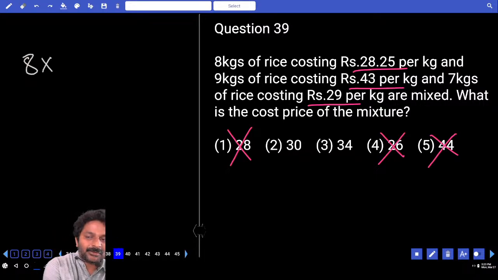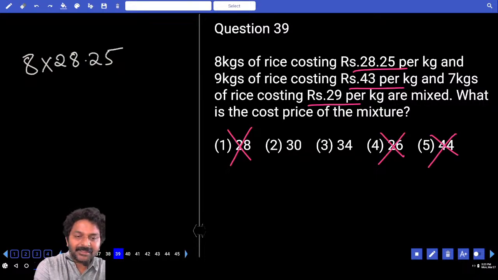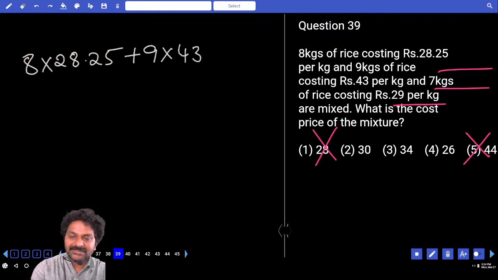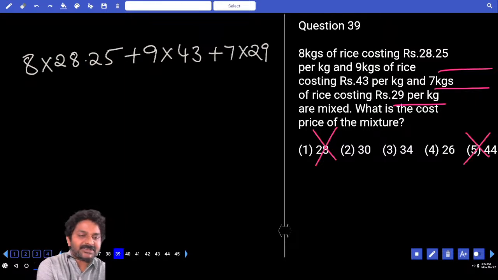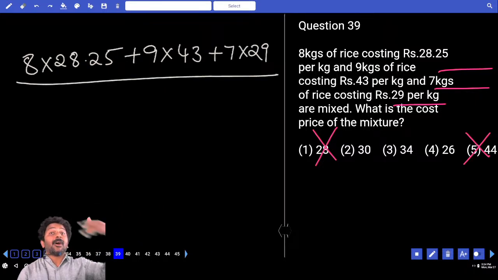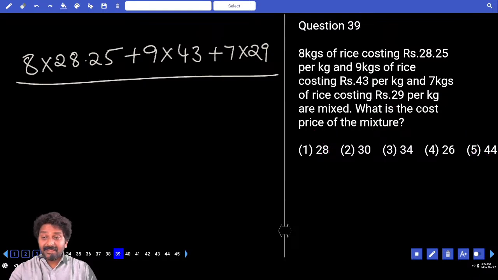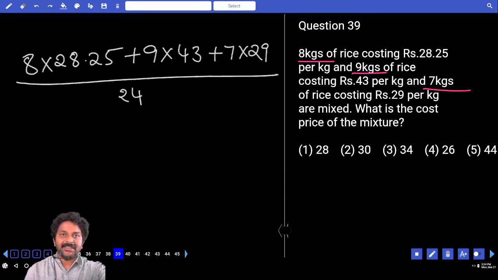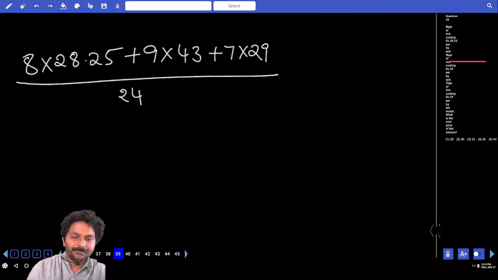8 kgs whose price is 28.25. Total cost price of first item. Next, 9 kgs of second variety whose price is 43 rupees. And the third variety is 7 kgs whose cost is 29 rupees per kg. This is total cost. Total cost for how many kgs? 8 plus 9 plus 7. Total 24 kgs. Agreed?